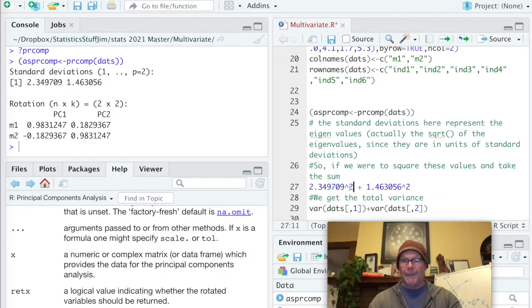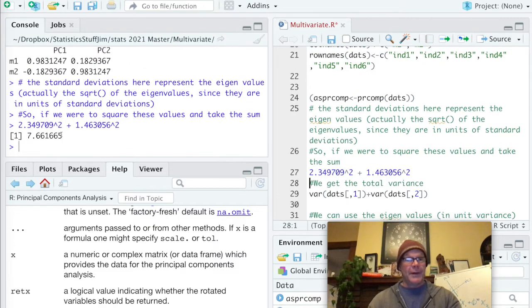the square of them and add them together, then we're going to add together it as units of variance. So right now it's in units of standard deviations. We all know that the standard deviation is simply the square root of the variance. So if we wanted to know what the variance was, all we would have to do is square that term. And so if we were to square both of those and add them together, we get 7.661665.